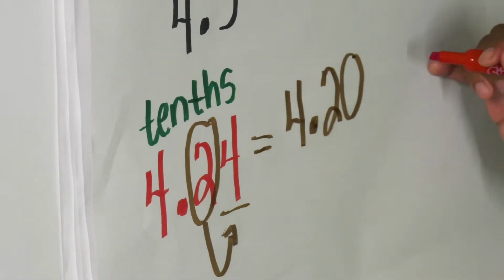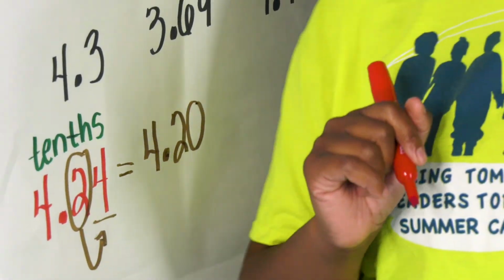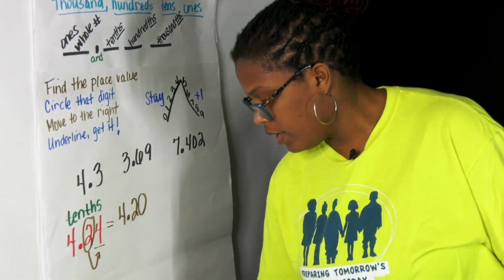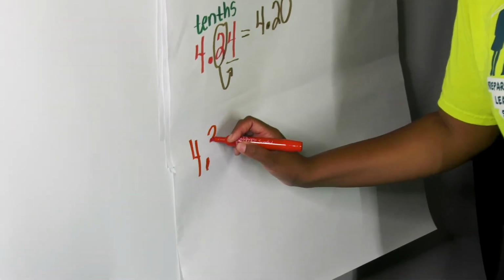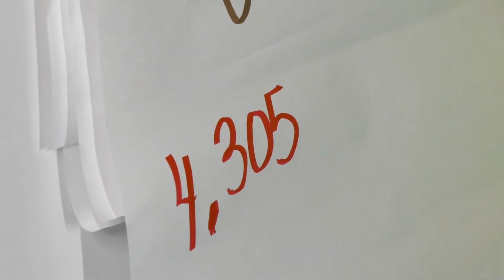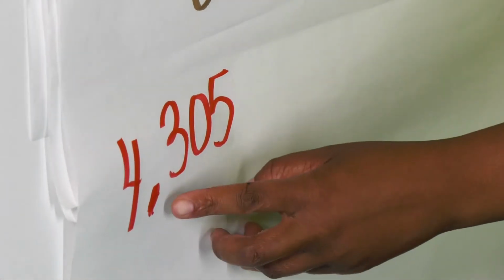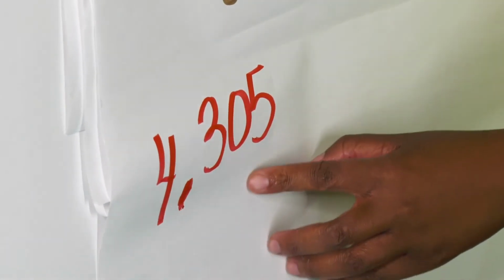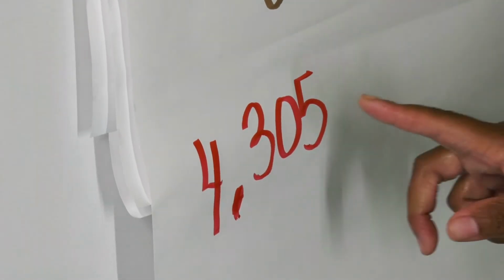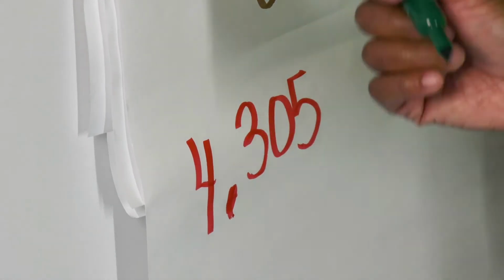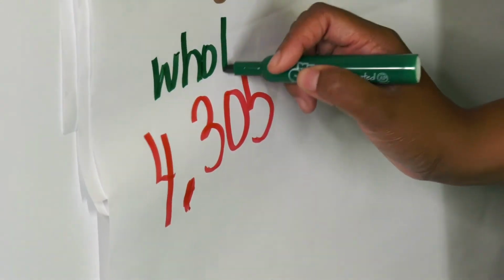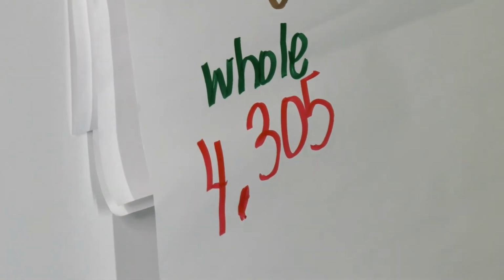Now we're going to practice one more number, and then you are going to practice this same skill on your online classroom. 4 and 305 thousandths, because it ends in the 3rd place value after the decimal. So that's thousandths. 4 and 305 thousandths. Okay, now I want to take this number and I want to round it to the nearest whole number. The nearest whole number. That's what we're going to round it to.